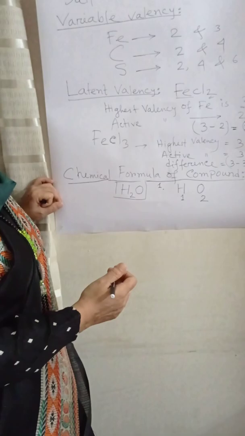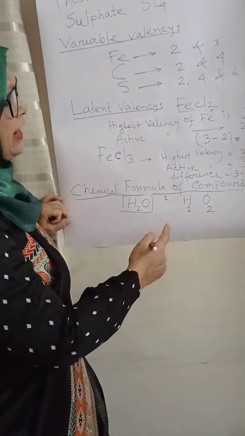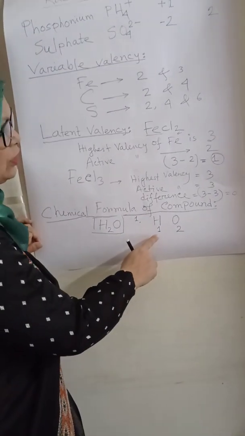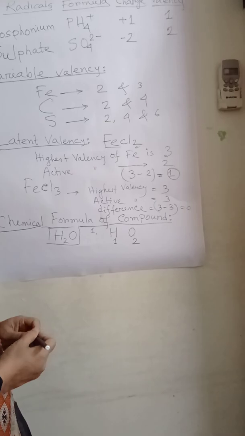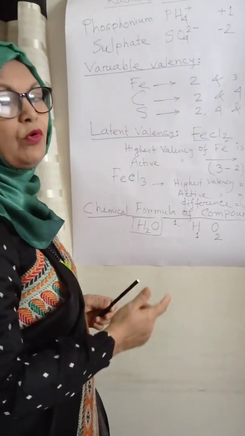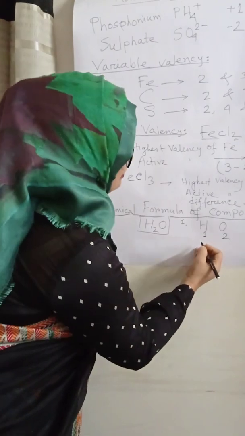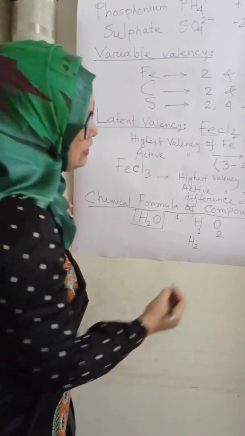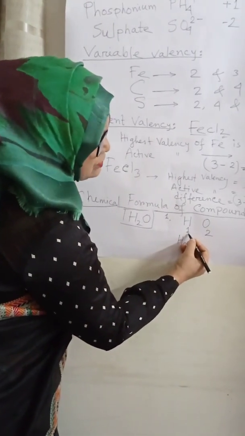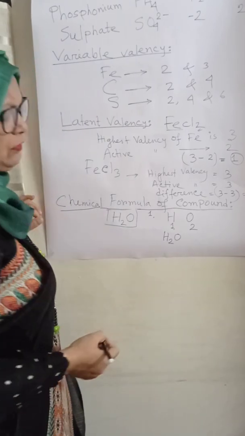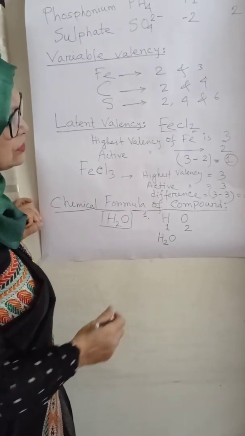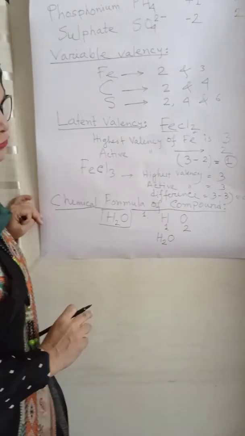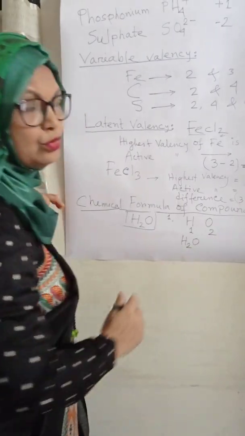Now next step, we have to exchange these valencies. That means the valency of hydrogen goes to oxygen and the valency of oxygen goes to hydrogen. That means valency of oxygen 2 goes to hydrogen atom and valency of hydrogen 1 goes to oxygen. But we cannot write 1. So the chemical formula of water is H2O.